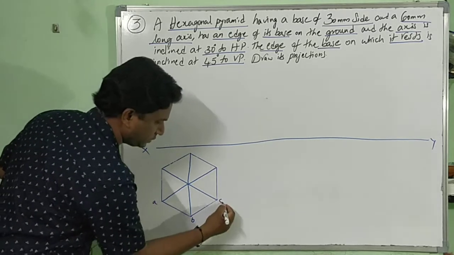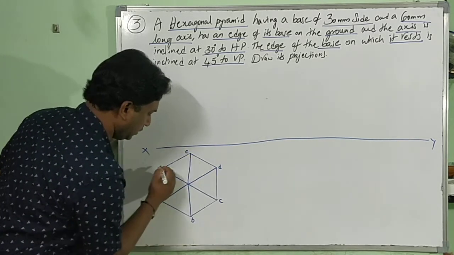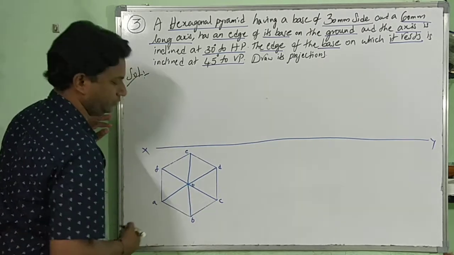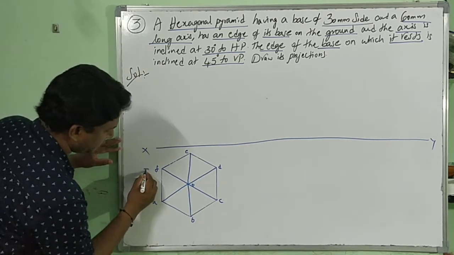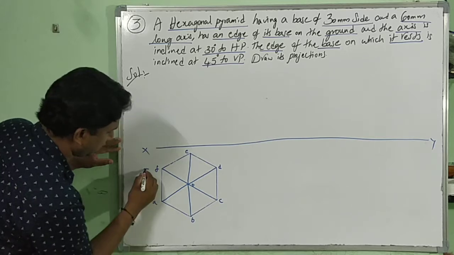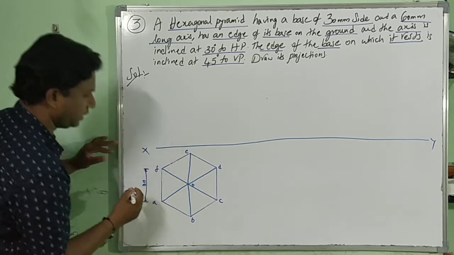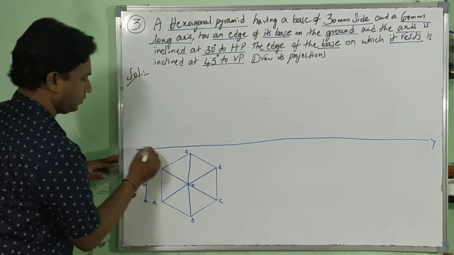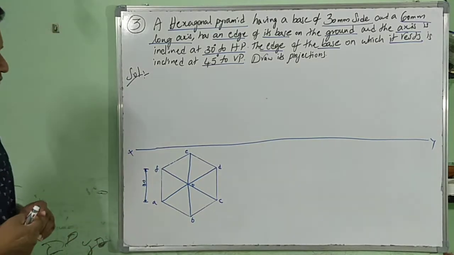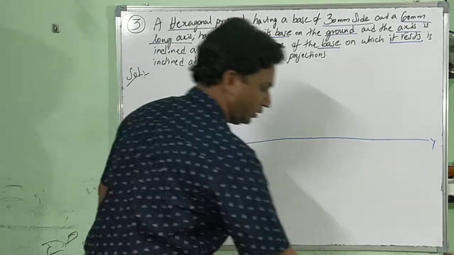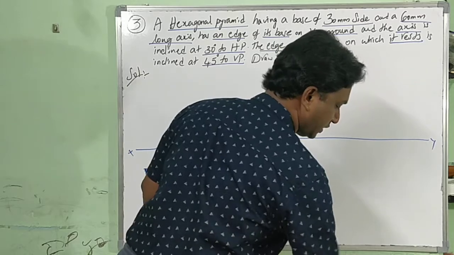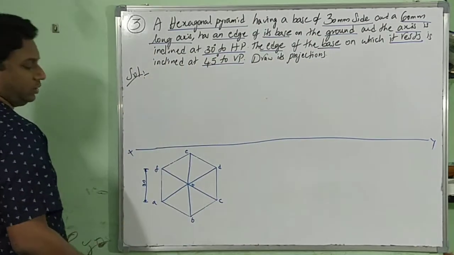A, B, C, D, E, F, O. Whatever the hexagon shape, the base dimension, you can directly draw it first of all as 30. Top view, right? For this, we are supposed to project its front view.